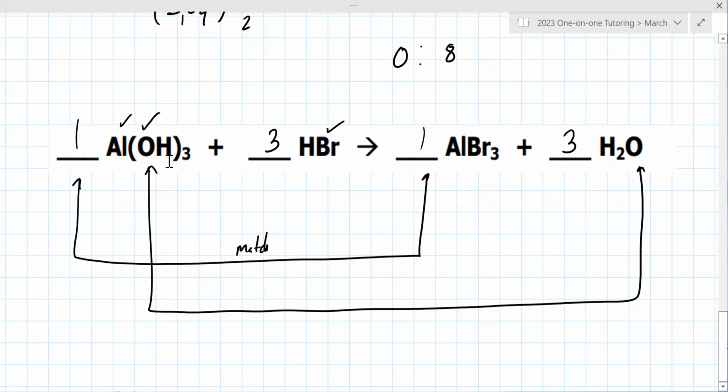So on the left, you have 3 H's and 3 H's, that's 6. How many do you have on the right? 6. So it is now balanced.